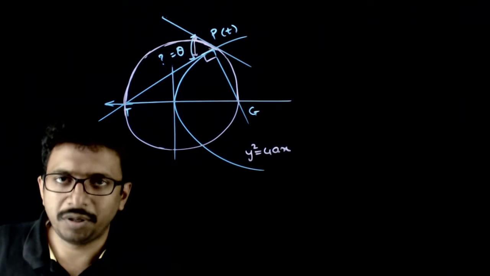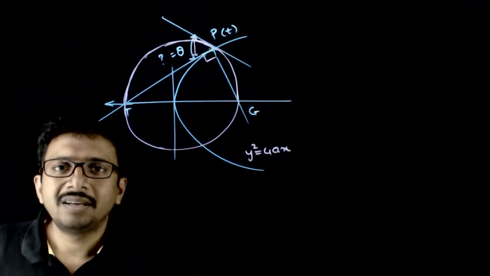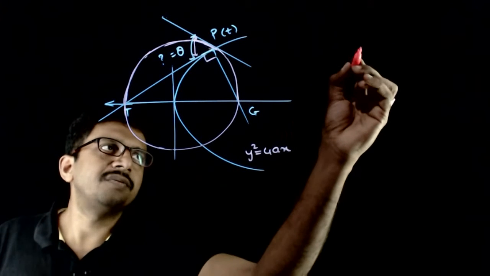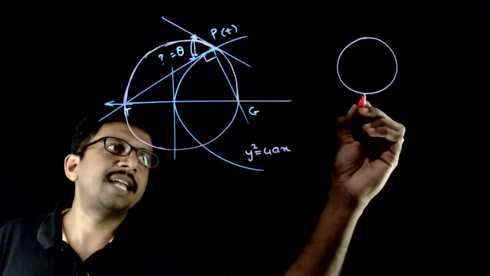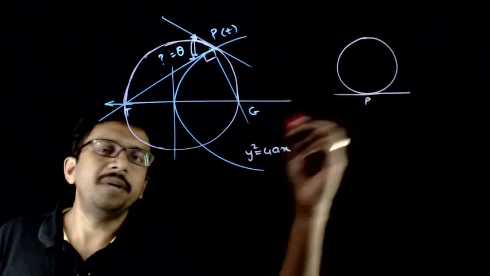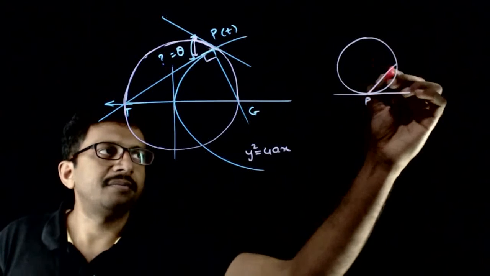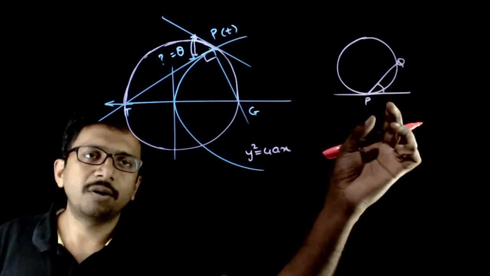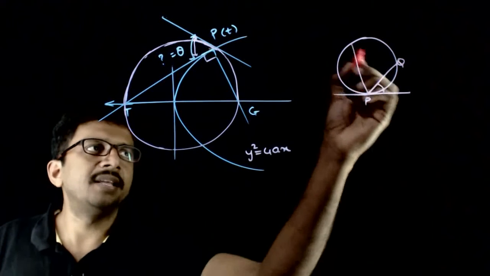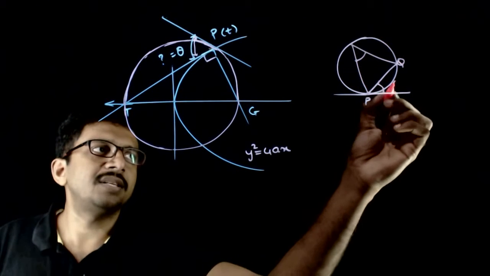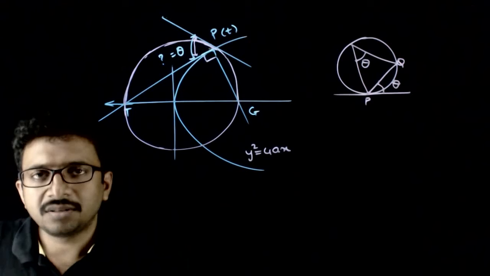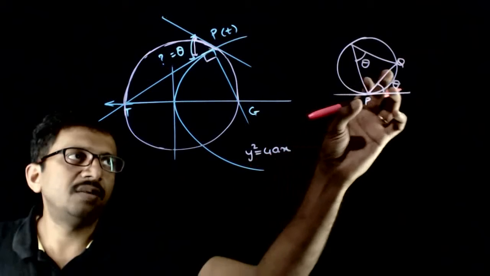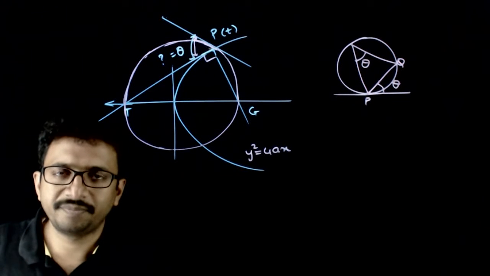So what is the property that I am going to use? You had a theorem in the chapter circles in your 10th class which says that if you have a circle, you have a tangent at a point P and you have a chord at the same point, the angle between the tangent and a chord is equal to the angle in the alternate segment. So this angle will be equal to this angle. So this is a theorem which you have studied in your 10th class. Angle between the tangent and a chord is equal to the angle in the alternate segment.